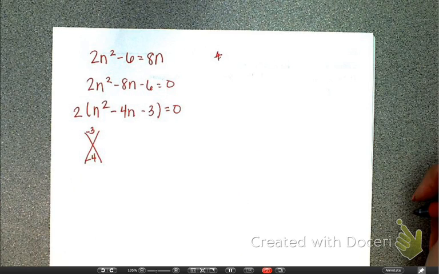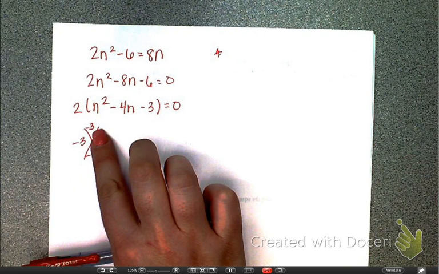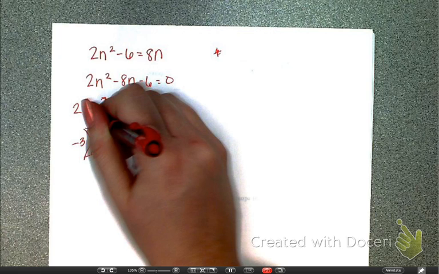Okay, so what are the factors of 3? What two numbers multiply to 3? 3 and 1, right? What ones have to be negative to give me a negative 4? Both of them. But negative 3 times negative 1 is positive 3. You cannot factor this problem. Okay, we can't do any more factoring. So factoring is not an option.